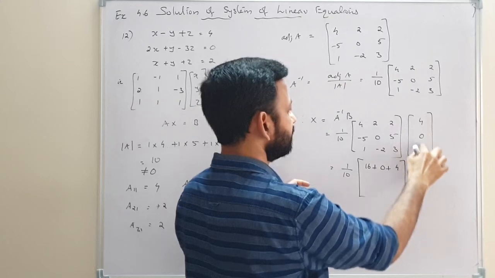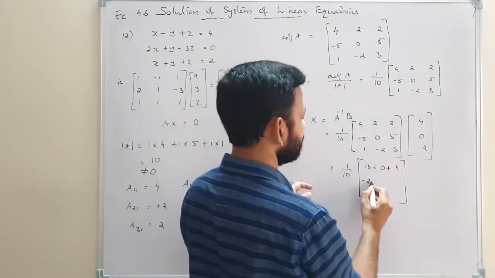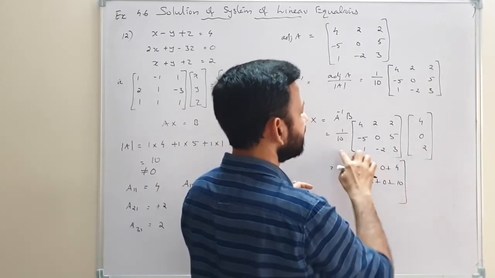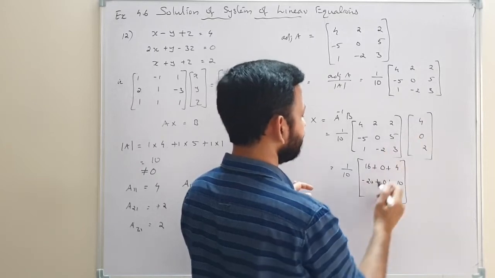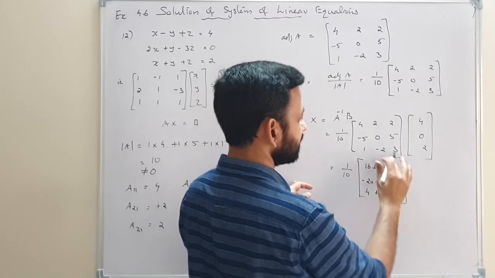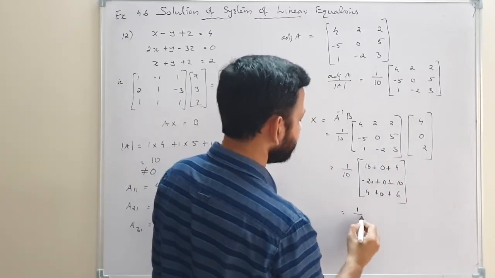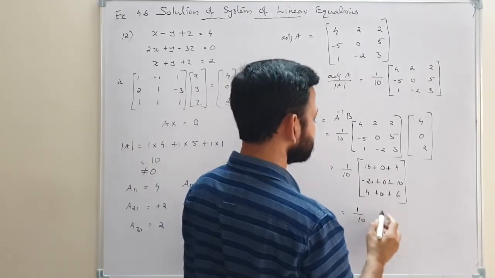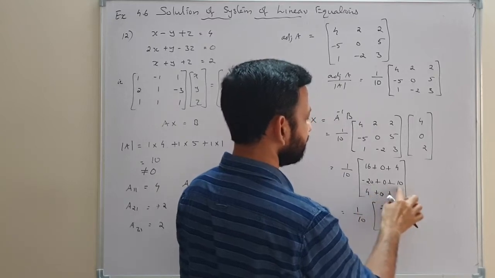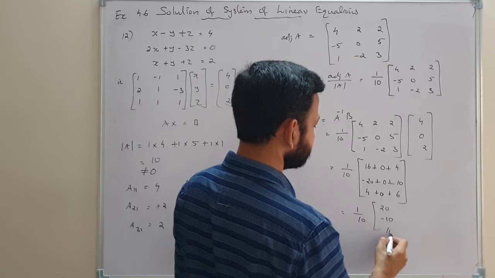Then second row into first column, we have only one column. Minus 5 into 4, minus 20, plus 0, plus 5 into 2, 10. Then third row into this one, 1 into 4, 4, plus 0, minus 2 into 0, plus 3 into 2, 6. That is 1 by 10 into 16 plus 4, that is 20. Then minus 20 plus 10, that is minus 10. Then 4 plus 6, that is 10.